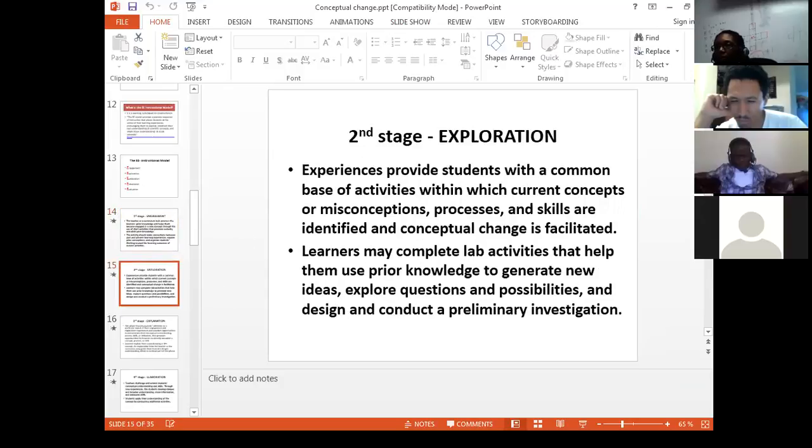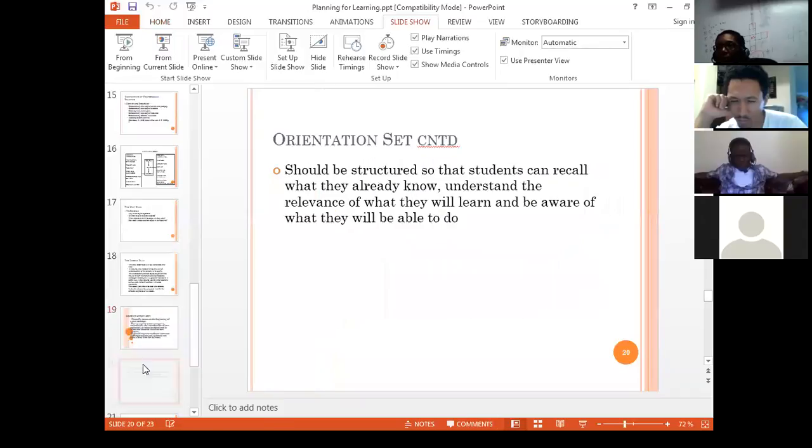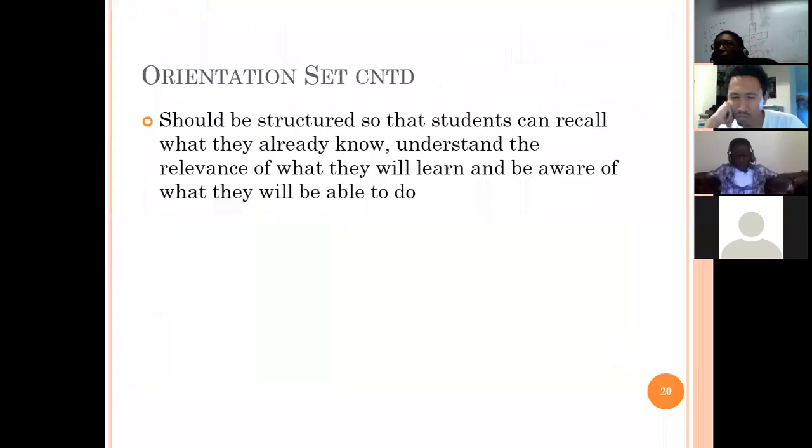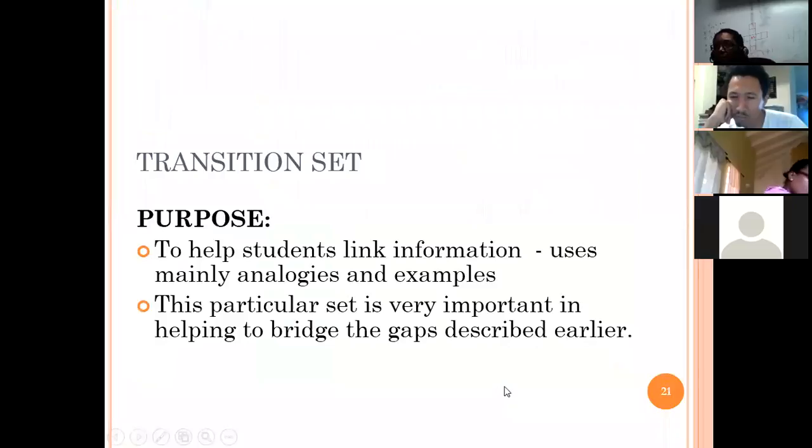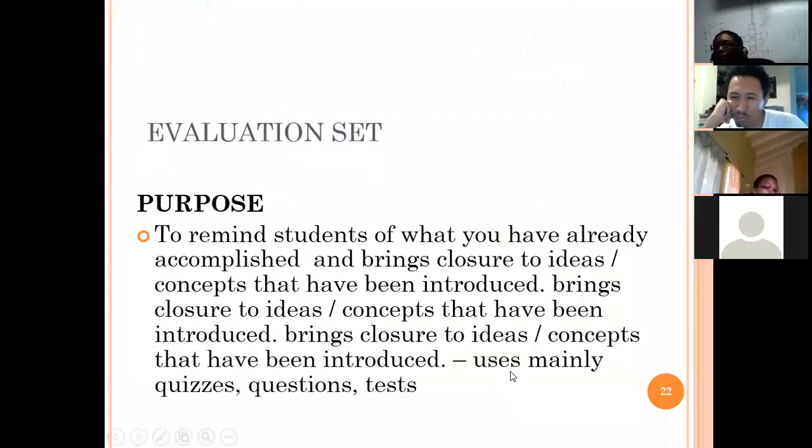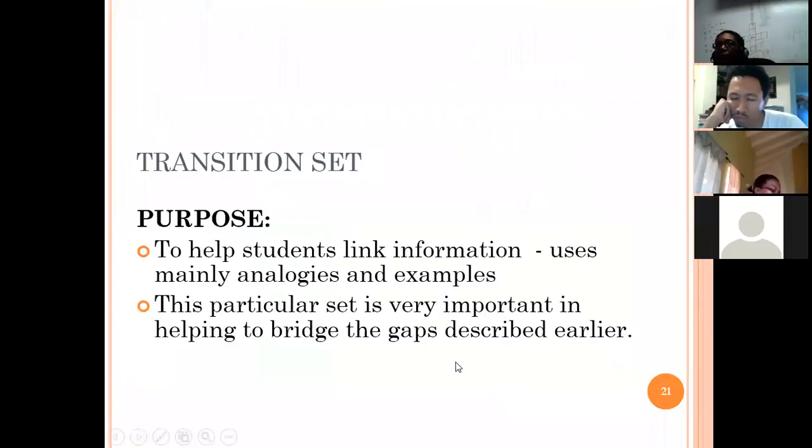The second phase, well, let's go back to my planning screen. Now, this is what I've said before. It should be structured so that students can recall what they already know, and they can understand the relevance of what they will learn and be aware of what they will be able to do. So that's pretty much what you're doing in this phase. There are some other aspects of the teaching that perhaps may not have come out specifically last week, which I want to make sure you get.